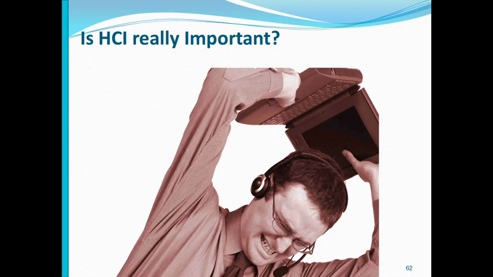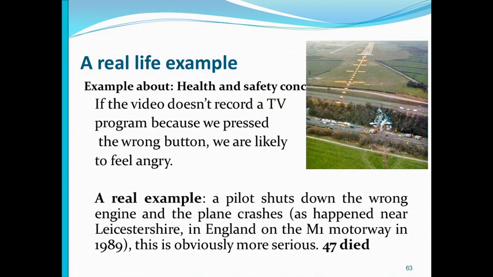So in continuation, HCI is really important. This is a real life example. If the video does not record a TV program because we pressed the wrong button, we are likely to feel angry. Yes, I have a Tata Sky Plus connection at my home. I can record videos, but if there is some confusion and I am expecting the movie to be recorded so I can watch it on Sunday, I end up seeing that it is not recorded. I am not able to know whether it is recorded or not. I have to manually go and check whether it is working or not. So it is sometimes really difficult.